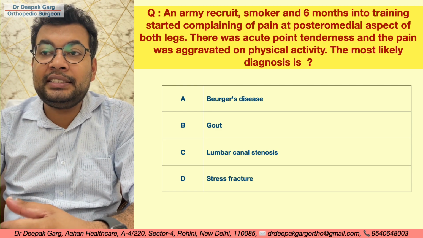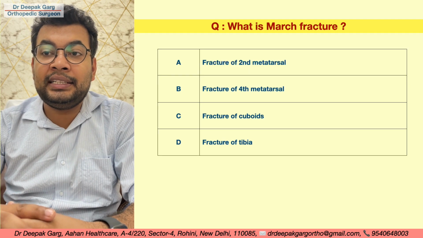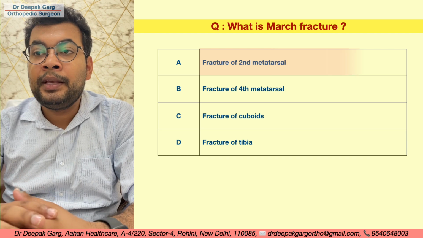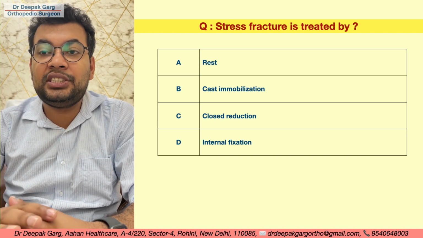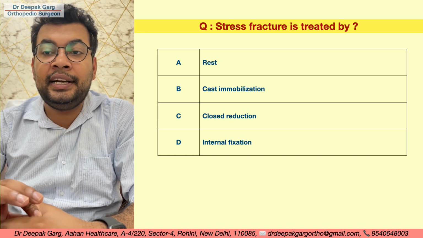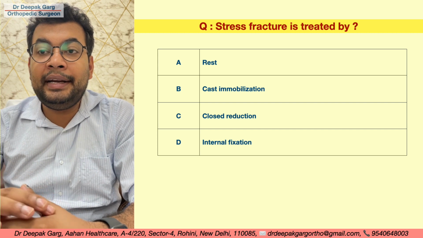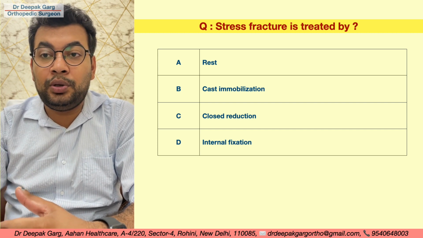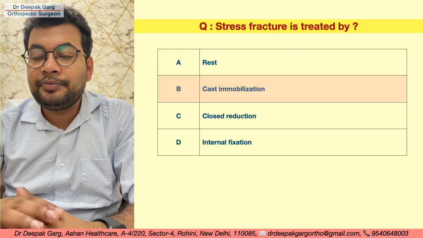What is March fracture? Already we know, fracture of the metatarsal, second more than third, so answer is A, fracture of second metatarsal. Stress fracture is treated by rest, cast immobilization, closed reduction, internal fixation. So the treatment is rest plus immobilization. So the immobilization is a must. So answer is B, cast immobilization.